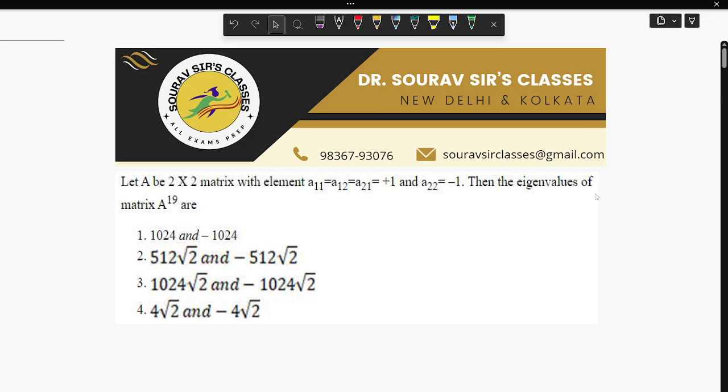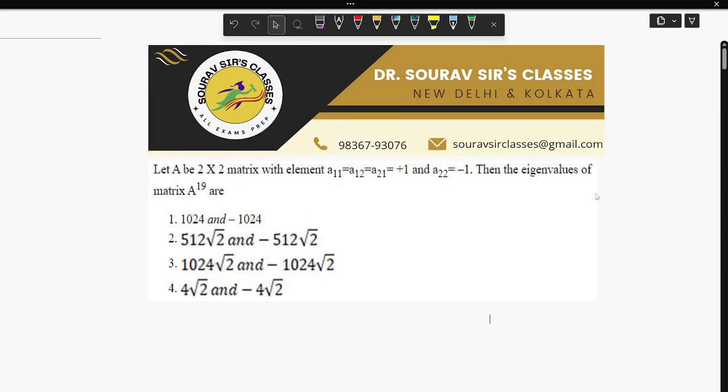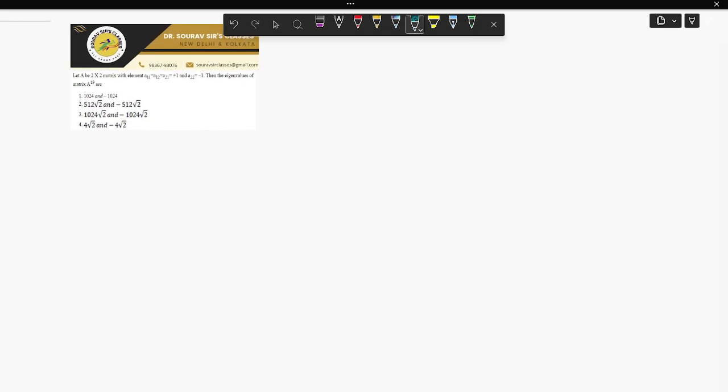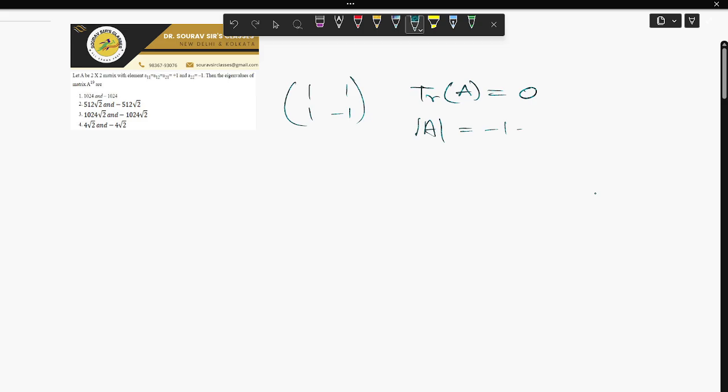So what can be done here? Now, the given matrix is [1, 1; 1, -1]. So we have to find the eigenvalues. Now the trace of the given matrix is equal to 0 here, and the determinant of A will be what? That is minus 1 minus 1, so that is minus 2.